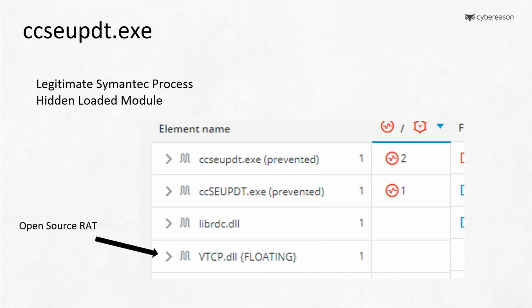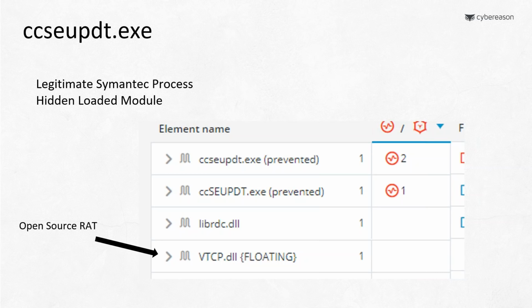Now, looking at this specific one, we found out that vtcp.dll was part of an open source RAT, or remote admin tool, and so we understood that what the attacker did was use this RAT, this tool, managed to get the Symantec authentic process to run the DLL of this RAT, and this way the attacker could get the capabilities that the RAT gave it, which is, by the way, anything from running commands, downloading and executing files, basically getting the full control over the compromised server.